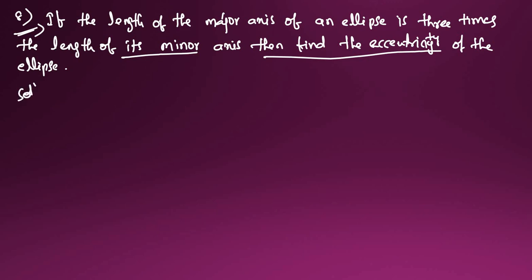Here the ellipse is already known, so this question is in a different way. The length of the major axis of an ellipse is equal to 3 times the minor axis, he's saying. So what is the major axis? 2a, already we know. And what is the minor axis? 3 into 2b, this we also know here.